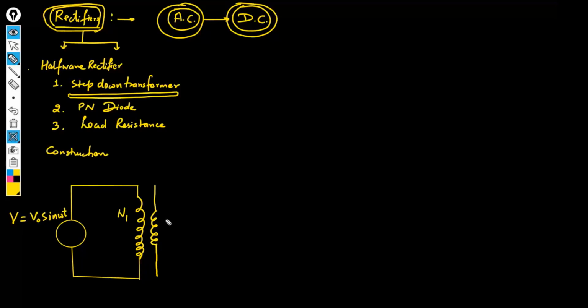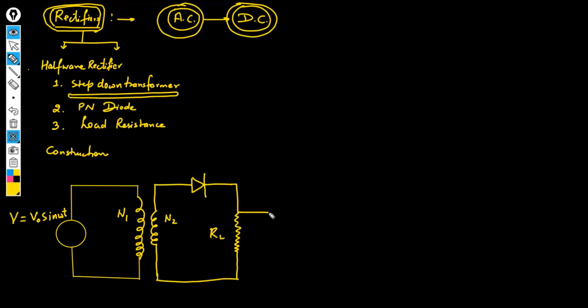In the secondary coil, the number of turns is less, and here we use one PN diode, and there is one load resistance. Across the ends of the load resistance, we will get the output voltage. Let's say the output voltage is V01. Okay, now see the working part.